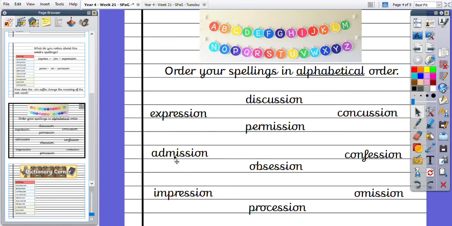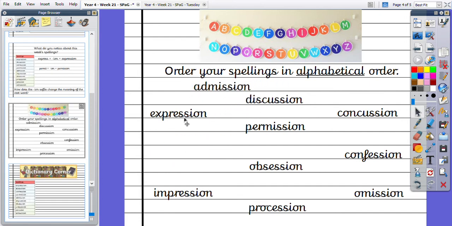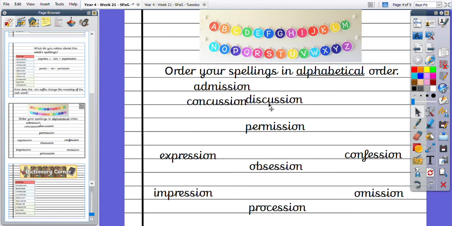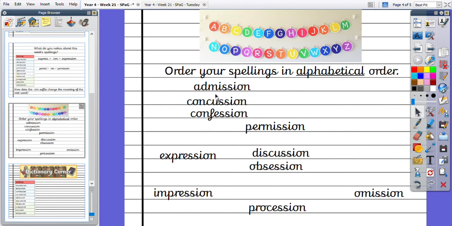Okay then, starting at the beginning, we would have admission first because it begins with A. Then we've got no B's, but we've got two C's. We've got concussion and we've got confession. We know that concussion would come first because they've both got C, O, N, but concussion has a C and confession has an F, and C comes before F in the alphabet.